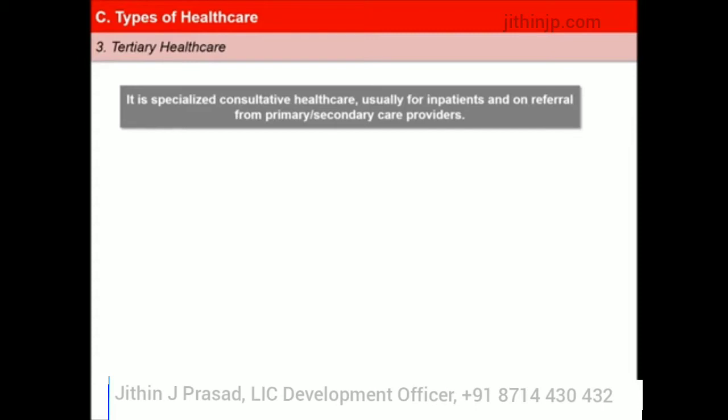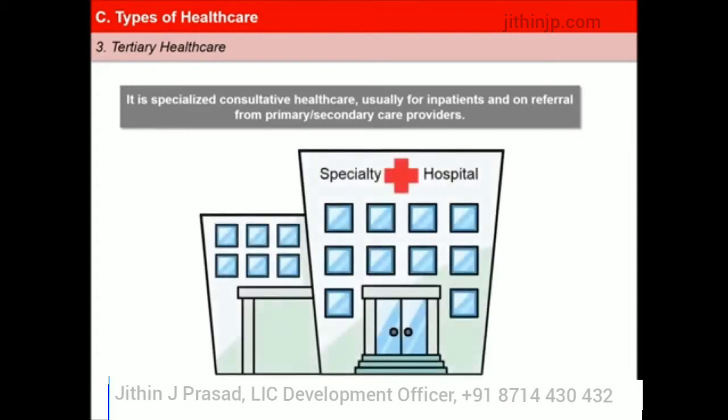For example, those who have advanced medical facilities and medical professionals beyond the scope of secondary healthcare providers like oncology, cancer treatment, organ transplant facilities, high-risk pregnancy specialists, etc.